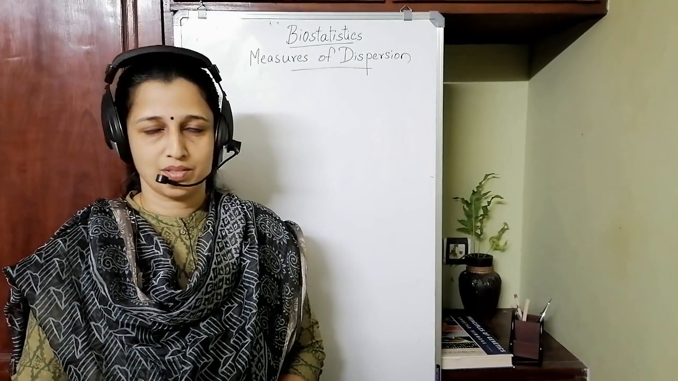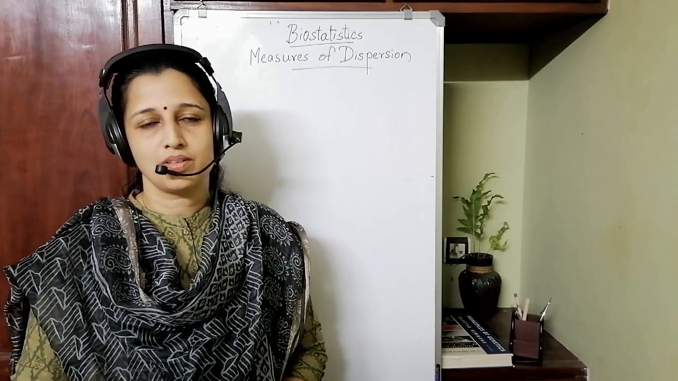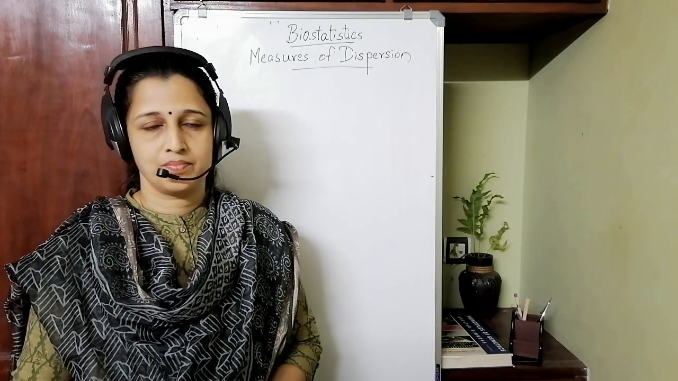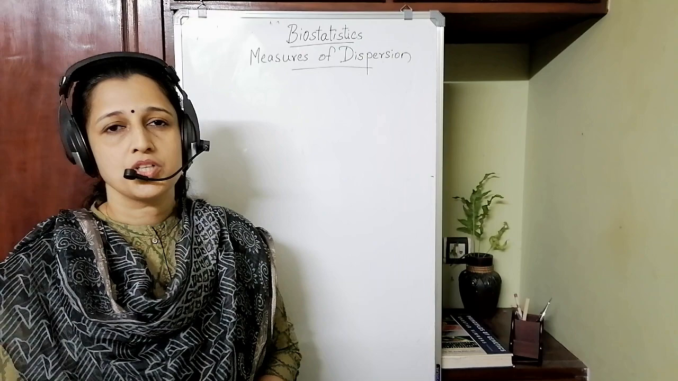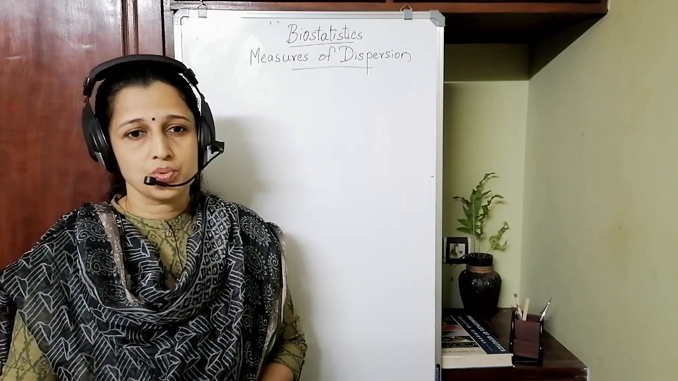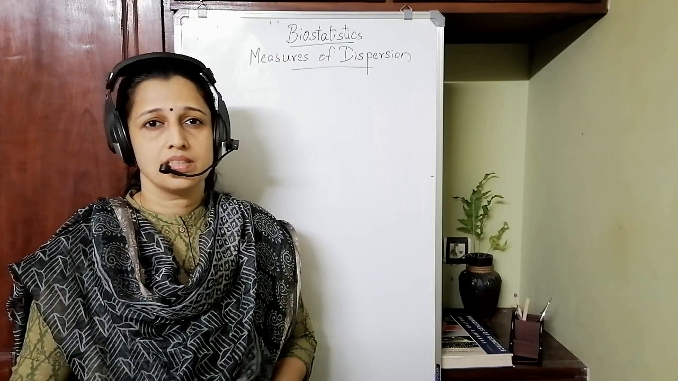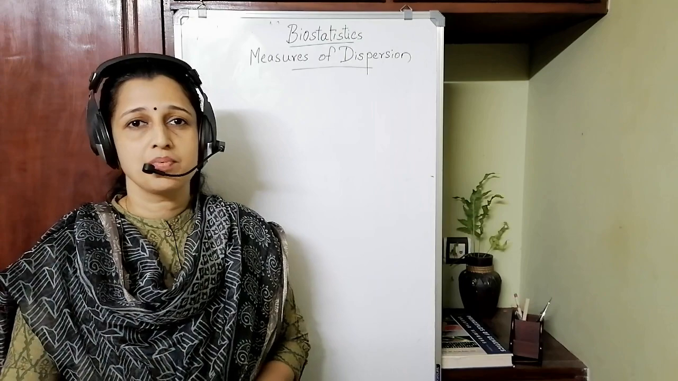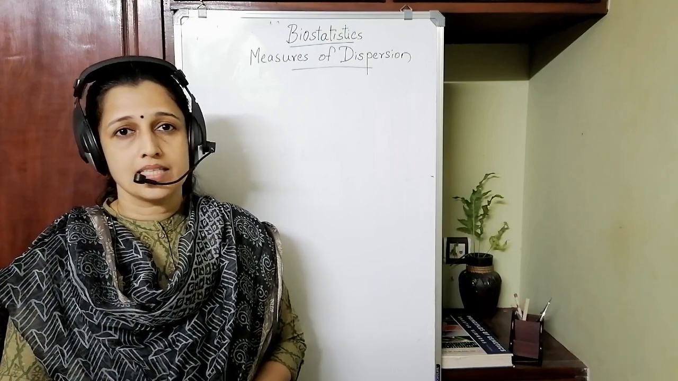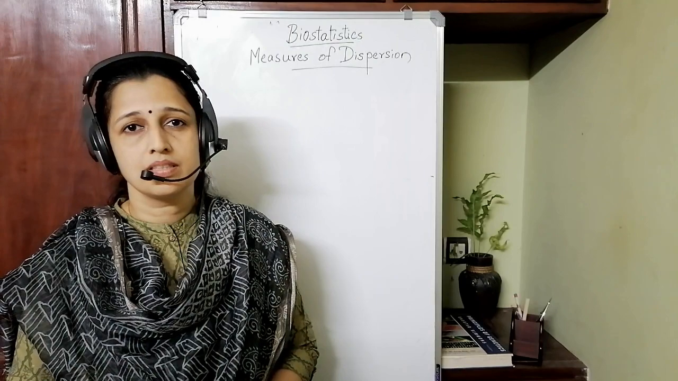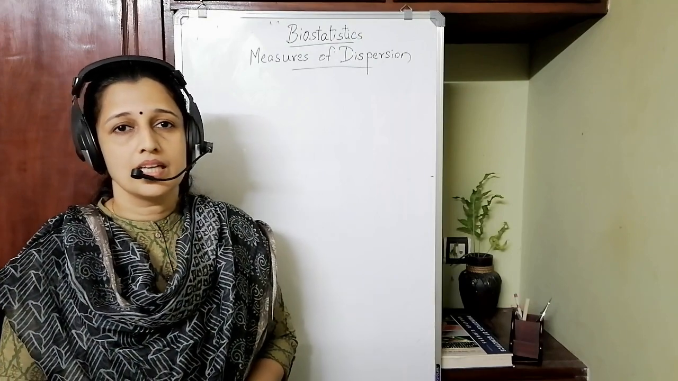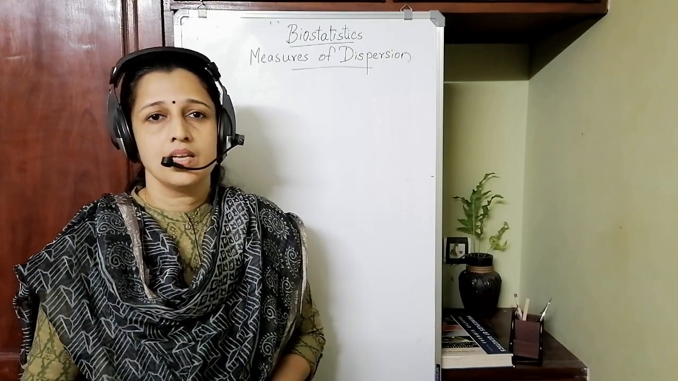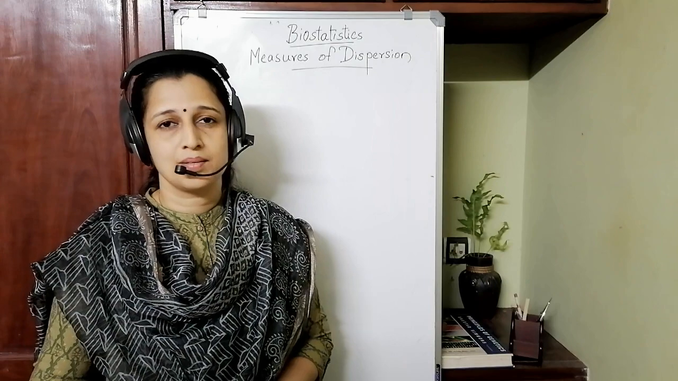Welcome to the next tutorial in biostatistics. In this tutorial, I'll be talking about measures of dispersion. In statistics, dispersion is commonly used to explain the scatter, deviation, fluctuation, spread or variability of data. Dispersion is used to denote the lack of uniformity in the item values of a given variable. Now, let's see what dispersion is.